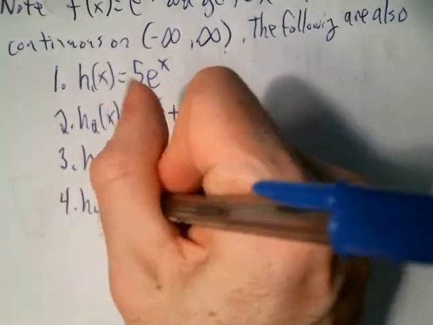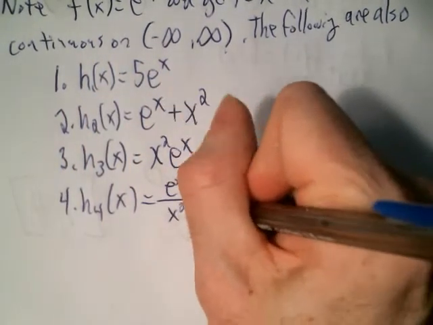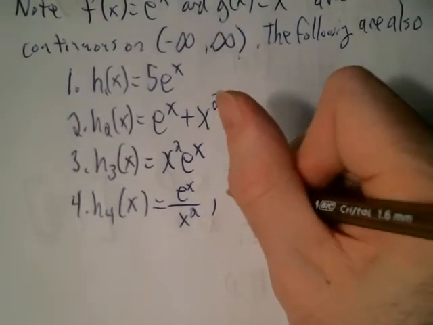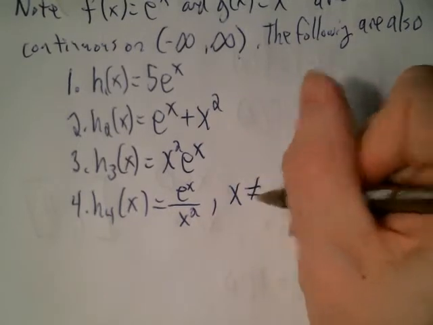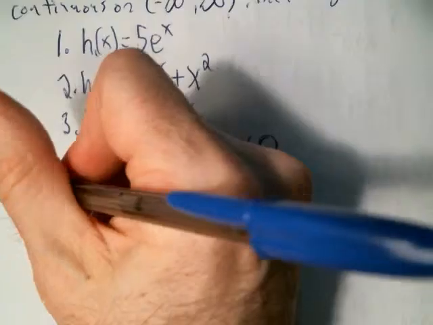Fourthly, h4 of x equaling e to the x all over x squared. That'll be continuous everywhere except where the denominator equals 0. So we'll say maybe something like x cannot be 0. And you can also worry about composition of functions.